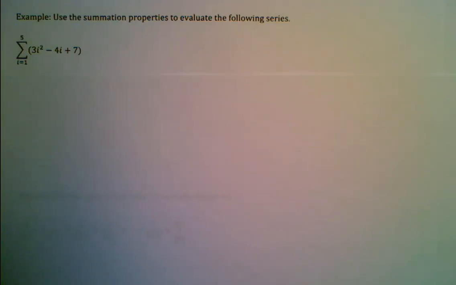All right, use the summation properties to evaluate the following series. We have here the sum of 3i squared minus 4i plus 7 as i goes from 1 to 5. All right, so let's go ahead and use our summation properties as well as the rules.